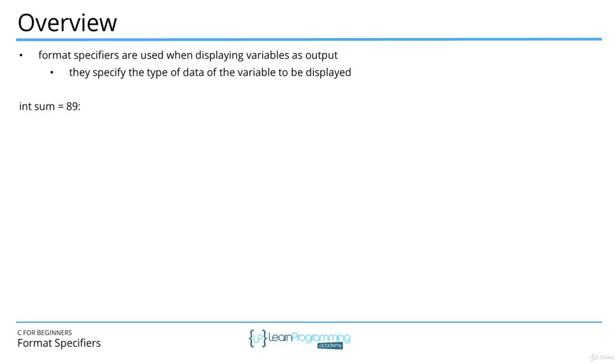For example, if you declare an integer named sum and it's equal to 89 and you want to display that variable sum, you would use the printf function, and it looks kind of weird, right? The thing that you should really notice in this printf is there's a percent symbol there. That's how you're going to be able to identify a format specifier. Format specifiers are exactly what the name implies: they specify the format of data, basically how something should be formatted or displayed.